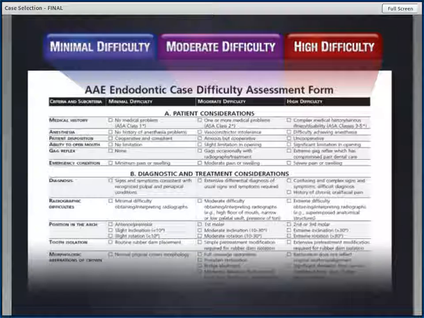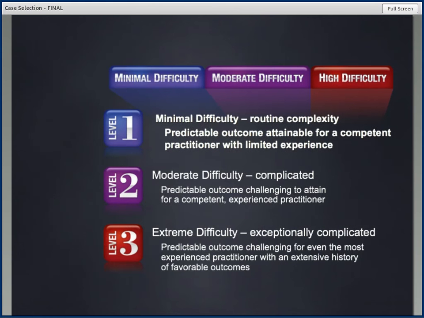If we take a look at this, this is the way I look at these cases. A minimal difficult case should be the case that is a slam dunk in your office. These cases are routine cases that should be completed in one visit. And a well-done single-visit root canal, as I said, is one of the most profitable procedures in dentistry. Therefore, these are your great practice builders. And I'm going to give these cases 3 stars.